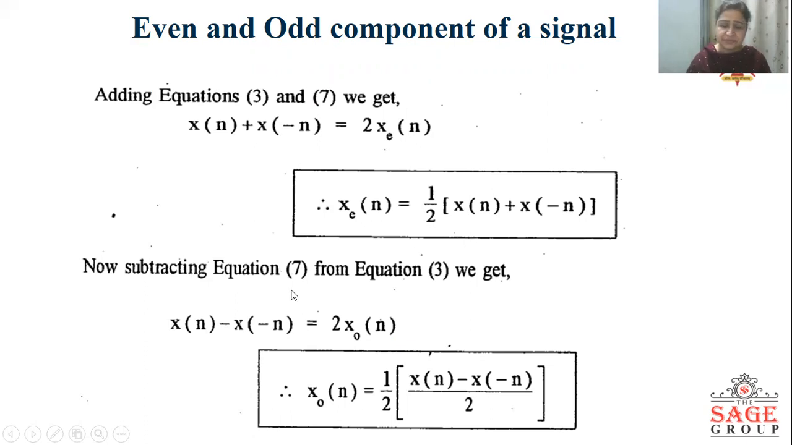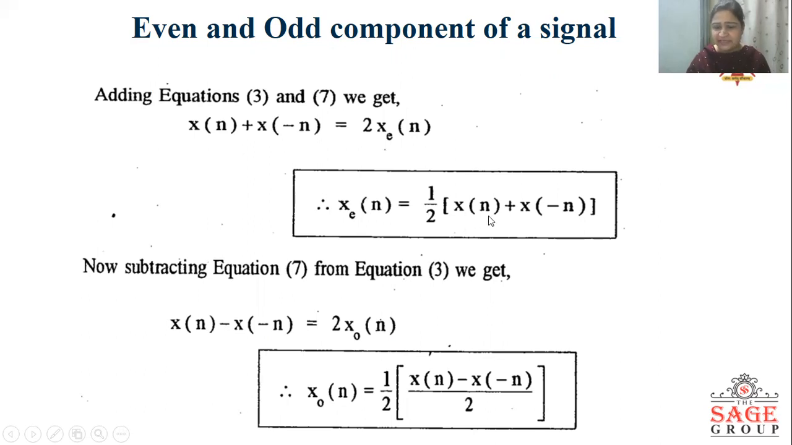Similarly, we will subtract equation 7 from equation 3. Here, the even component will get cancelled and we will get x of n minus x of minus n, which is equal to 2 x o of n. So x o of n will be x of n minus x of minus n divided by 2. So this is how we can find out even component and odd component of any given signal.